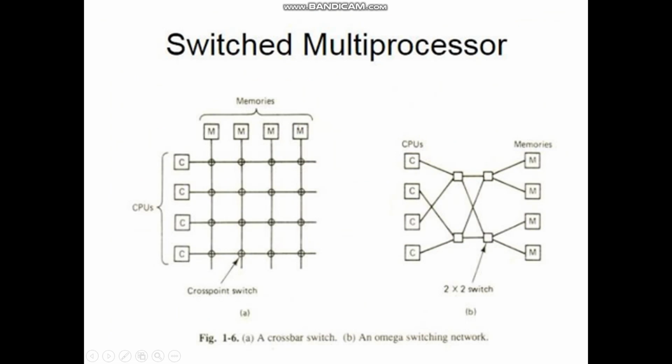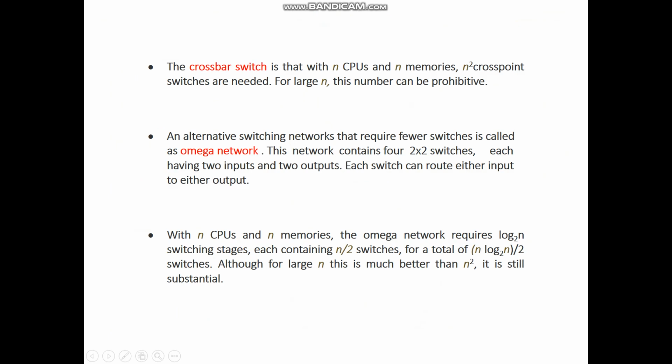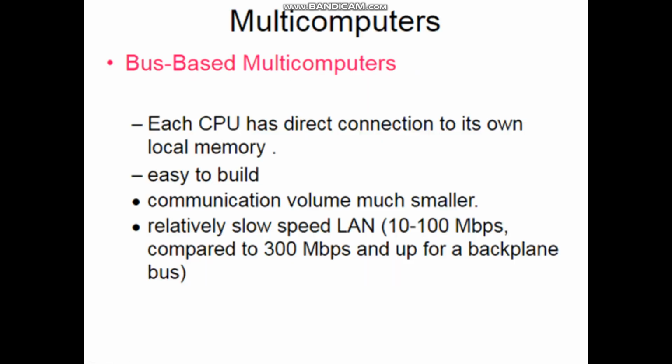A crossbar switch and omega switching network is the example for switched multiprocessor, which has multiple CPUs and multiple memories. The crossbar switch is designed using n CPUs and n memories and which has n square cross-point switch. For large n, this number can be prohibitive. Hence, an alternative switching method is required, which is called as omega switching network, which has n CPUs and n memories. The omega network requires log n to the base 2 switching stages, each containing n by 2 switches. Hence, for a total of n log n to the base 2 by 2 switches are required. So, comparatively, the omega switching network is better than the crossbar switch network.